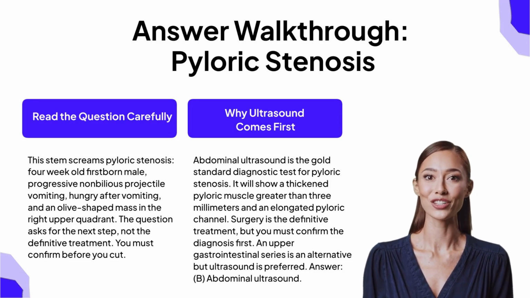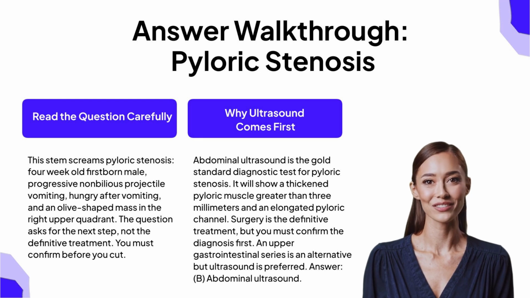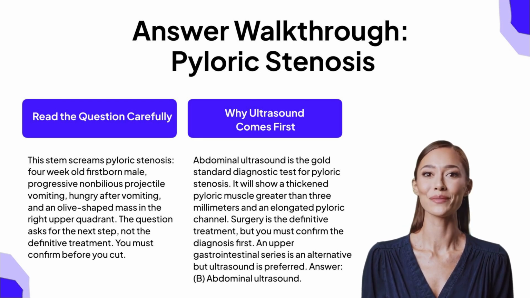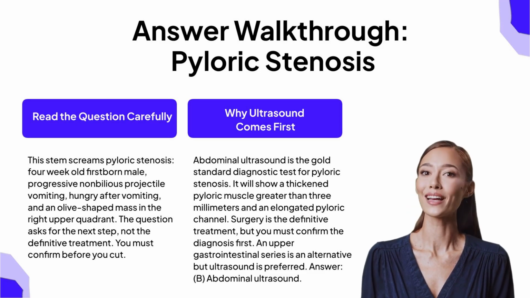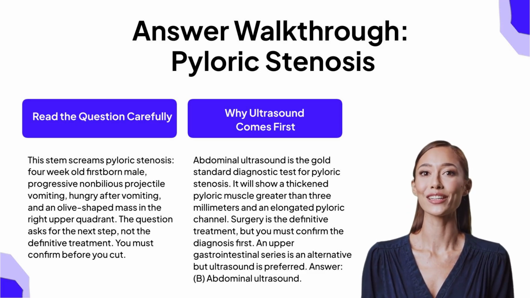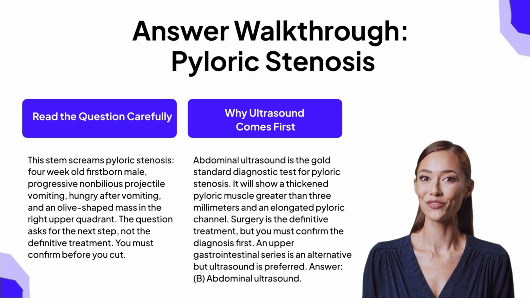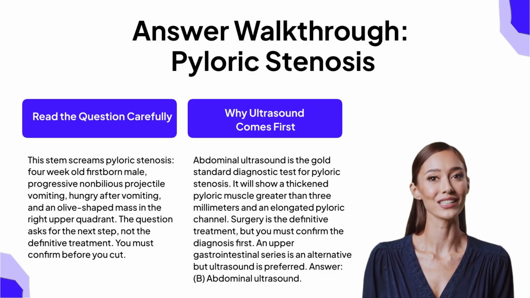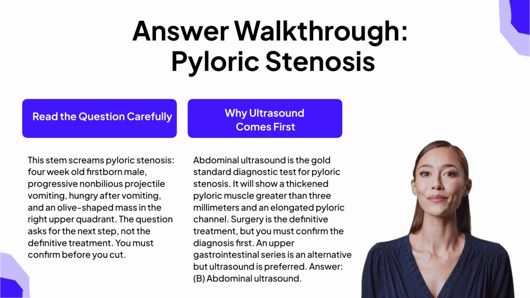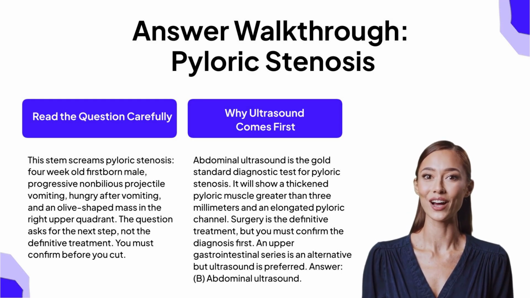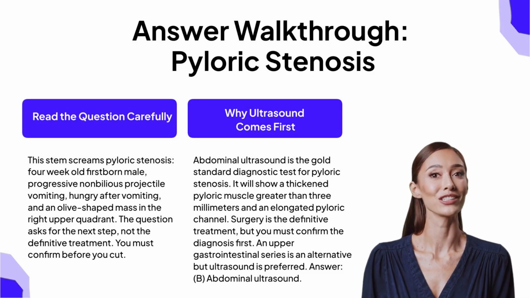But notice the question asks for the next step in management, not the definitive treatment. This is a critical distinction that the boards love to test. Now, why does ultrasound come first? Abdominal ultrasound is the gold standard diagnostic test for pyloric stenosis. It will show a pyloric muscle thickness greater than 3 millimeters and an elongated pyloric channel greater than 14 millimeters. Even though this clinical picture is highly suggestive, you must confirm the diagnosis before proceeding to surgery.